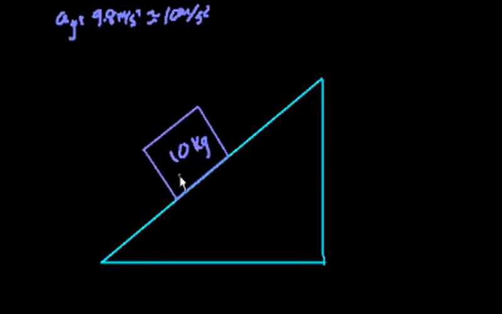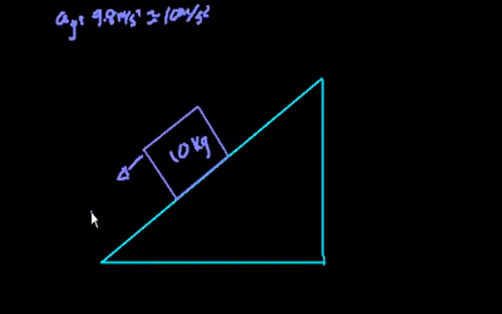So my question to you is, what is going to happen? You could guess intuitively. We have a block on the side of this wedge of ice. It's naturally going to fall down the ice, right? It's going to slide down this side of the ice, so it's going to move in this general direction.